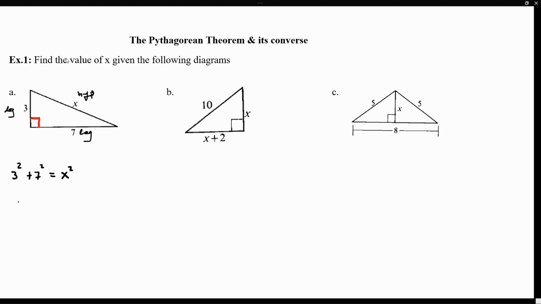So 3 squared is 9, 7 squared is 49, that's x squared. So now we have that x squared is equal to 58, where x is equal to the square root of 58. Perfect.